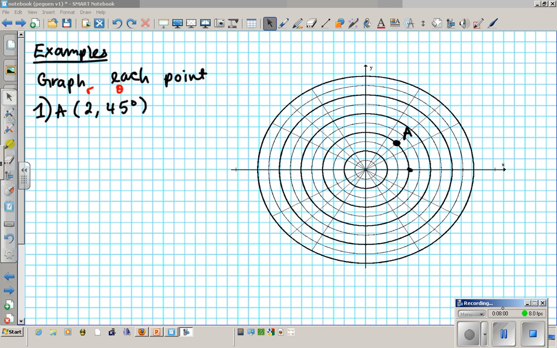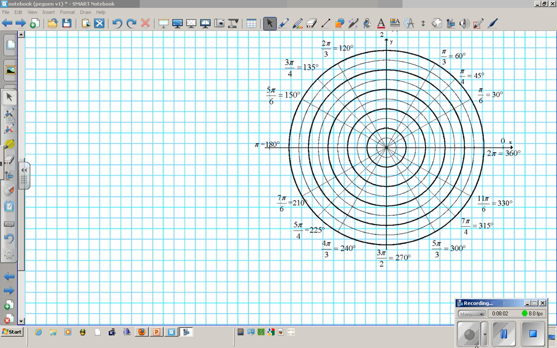Alright, now we're going to take a look at another. Okay, let's try another example. Number 2. We're going to graph point B this time, (-3, 45°). Okay? Negative 3, 45 degrees. Remember, this is the radius, and this is the angle, theta. Alright? So we're going to attempt to graph this point.